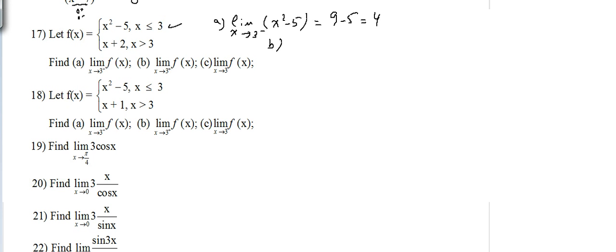Part B, it's the limit of f of x as x approaches 3 plus. And 3 plus means a bit more than 3. This means we take the other part, which is x plus 2 instead of f of x. 3 plus 2 equal to 5.